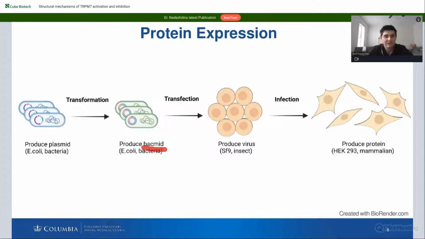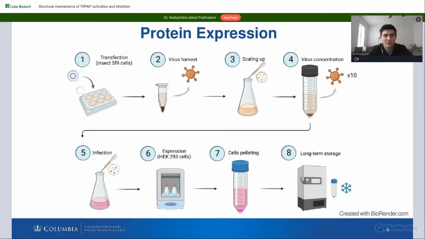So let's talk a little bit more in depth about how we express the protein. I'm not going to talk much about how we make plasmids; we do this using standard procedures. So let's start with bacmids. We transfect Sf9 insect cells with bacmids, and we grow them for about 5 days. The Sf9 cells produce virus. Then we harvest the virus, though it is very weak and the concentration is very low.